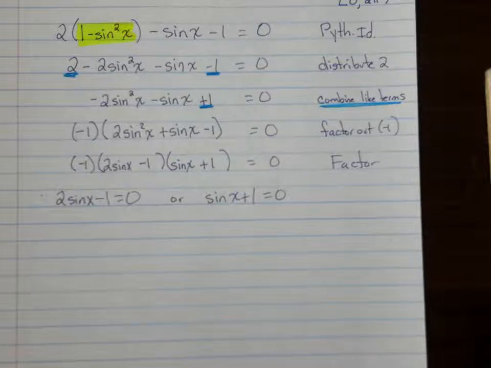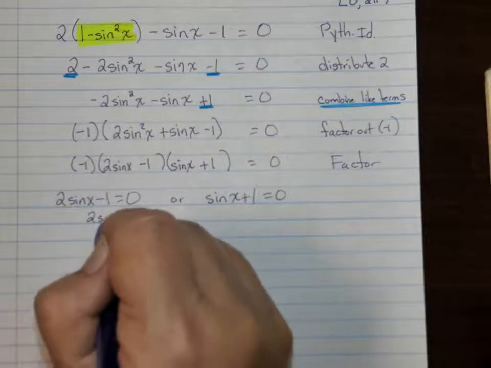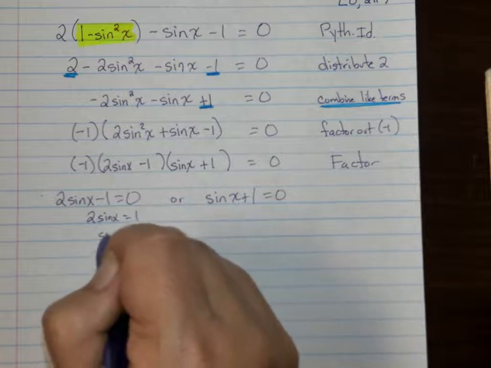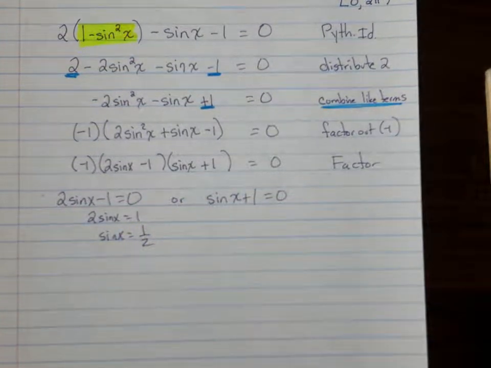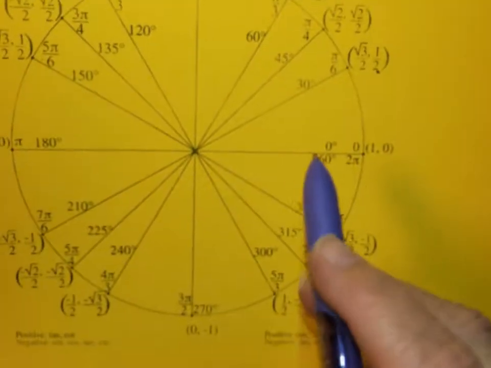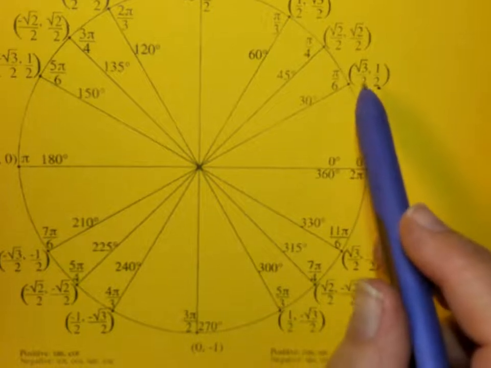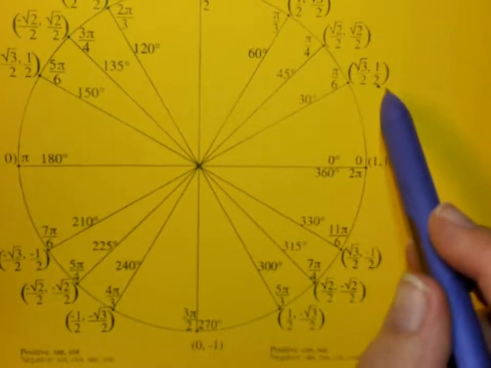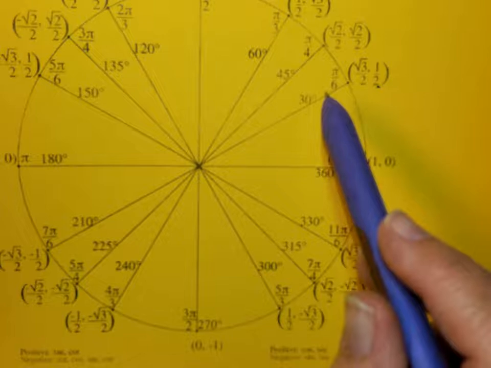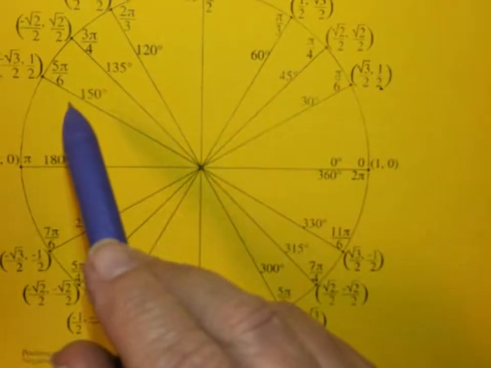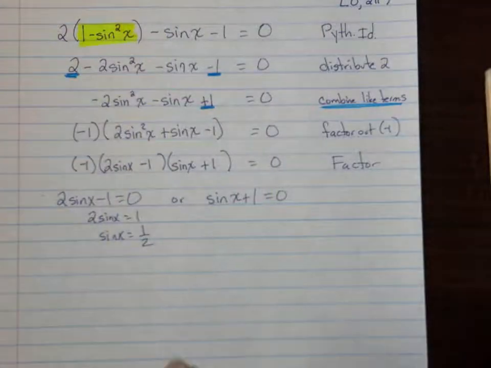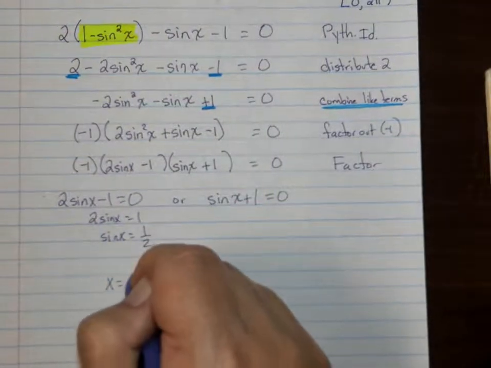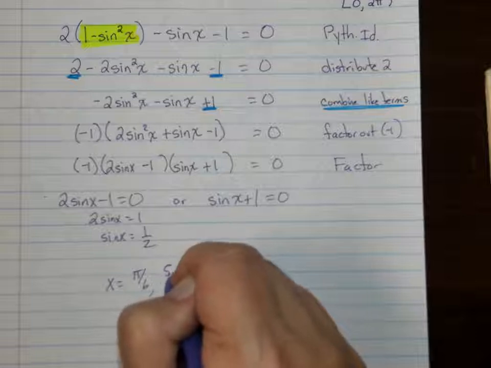And then we'll solve these 2 mini equations. So 2 sine x would equal 1. Sine x would equal a half. So I can go to my unit circle, and when is sine equal to a half? Well, right there at pi over 6. And then remember, sine is also positive over in the second quadrant, so that's also there at 5 pi over 6. So x equals pi over 6, 5 pi over 6.